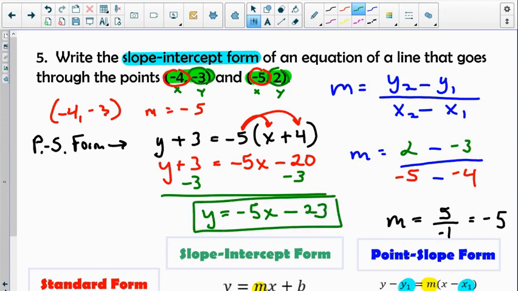So the slope of the line is -5, and that we had already calculated. The y-intercept of the line is -23, and that we didn't know until now.